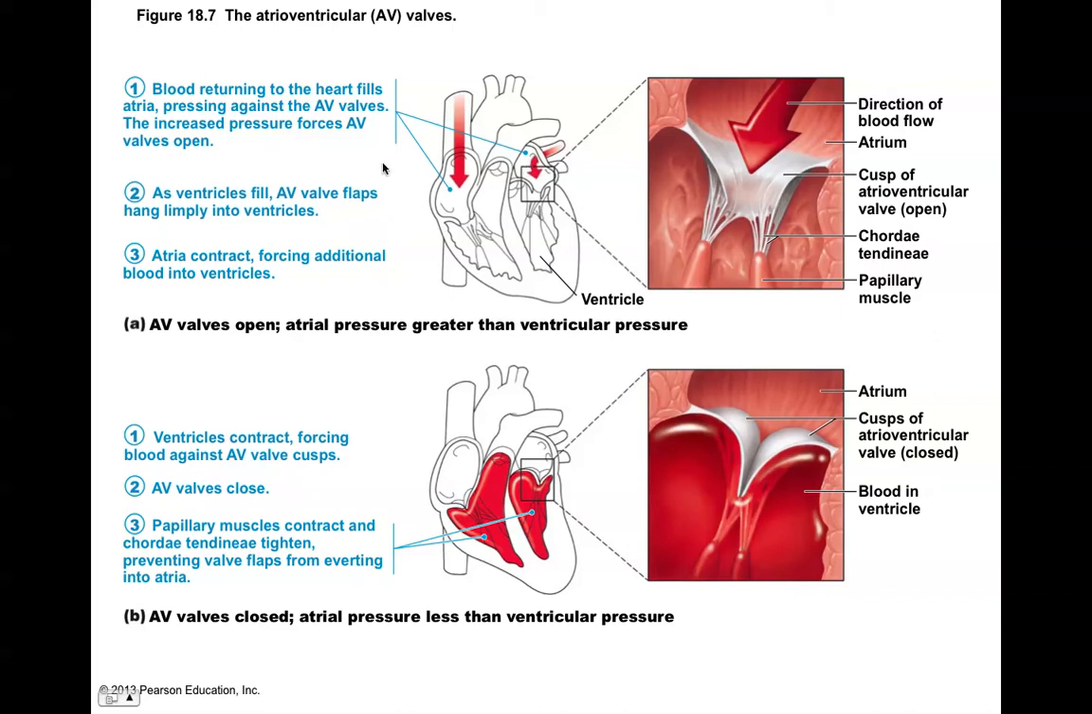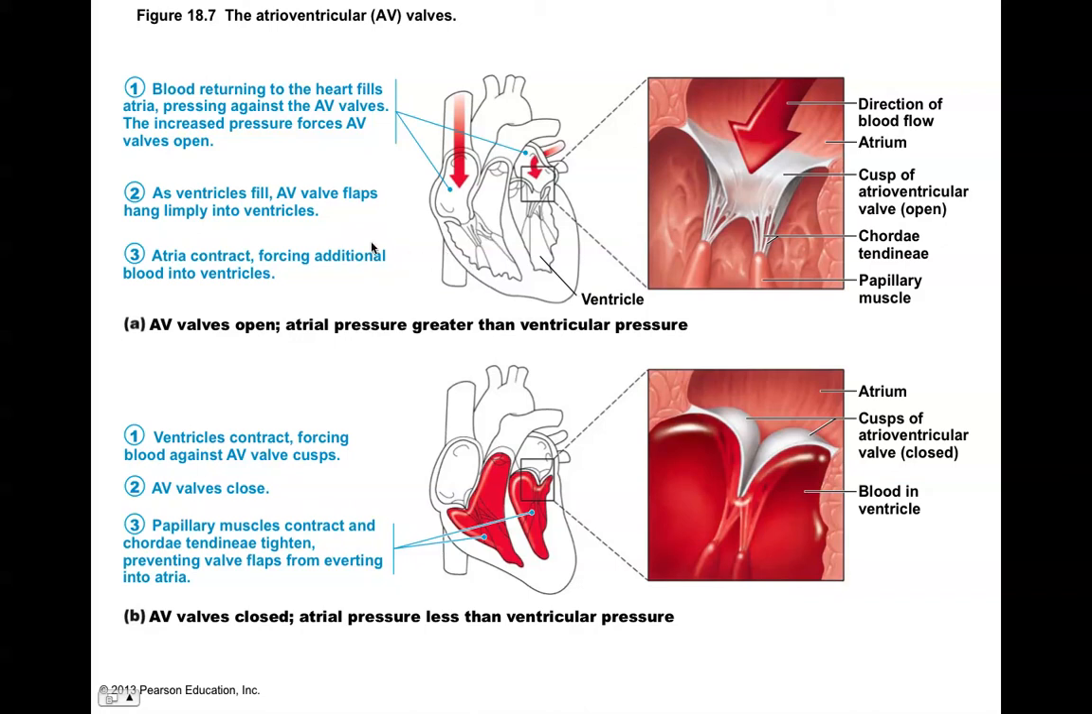So blood's returning to the heart, filling the atria, and showing both sides at once. And the valves are open. So as blood's returning to the heart, the atrioventricular valves are open. The semilunar valves are closed, however, so the blood can't get out yet. But the blood's freely coming into the atrium, and it's going then into the ventricles. As the ventricles fill, the AV flaps are just hanging limply into the ventricles.